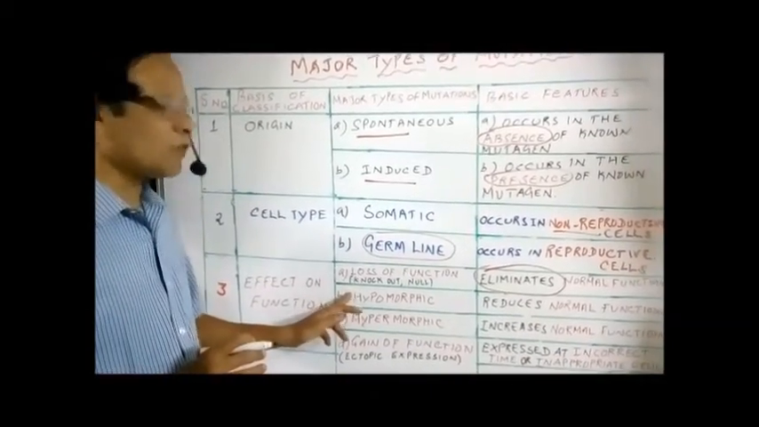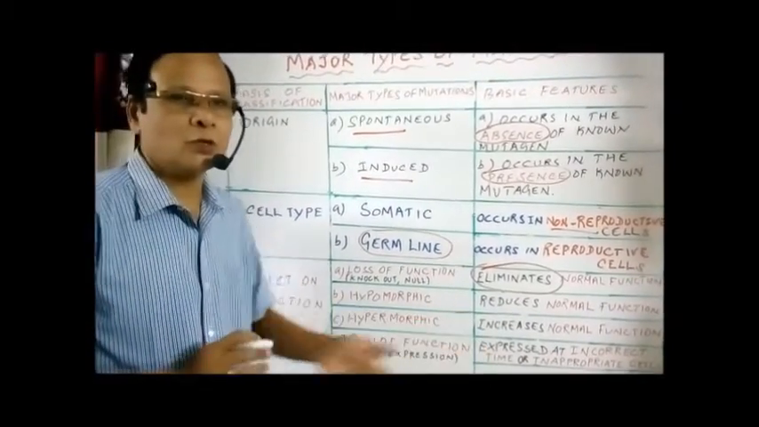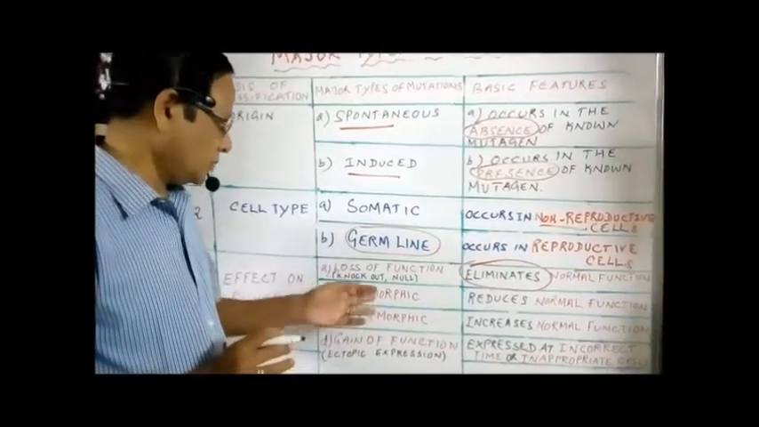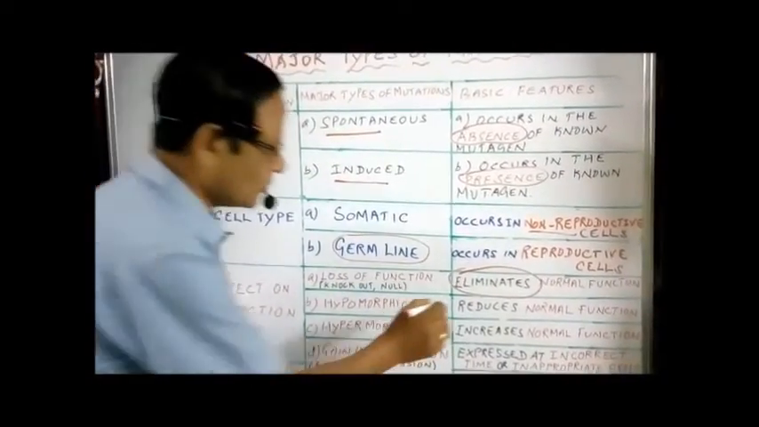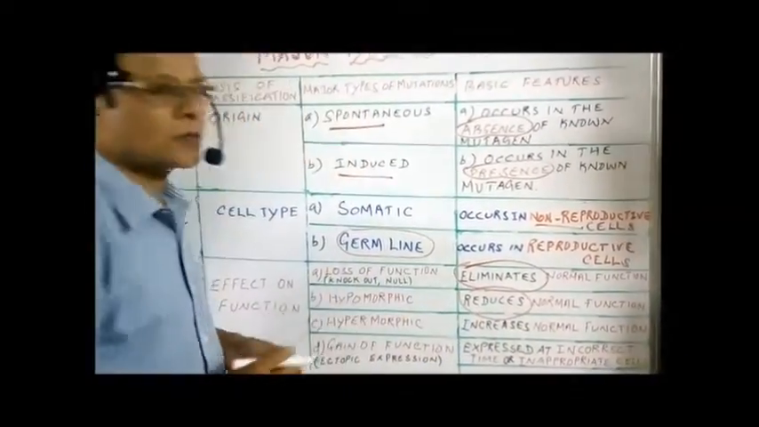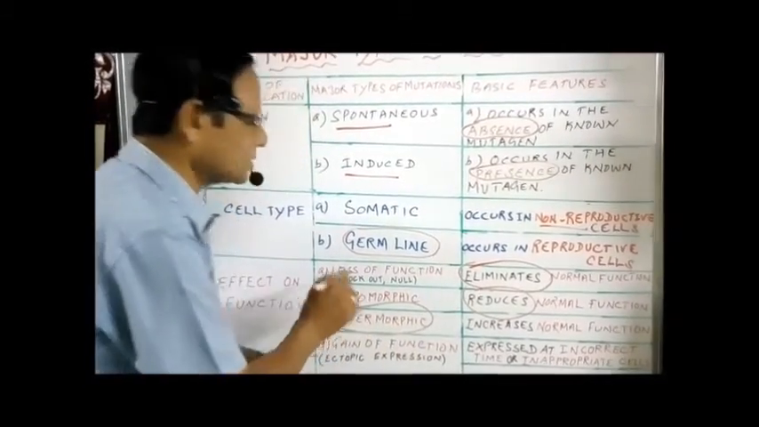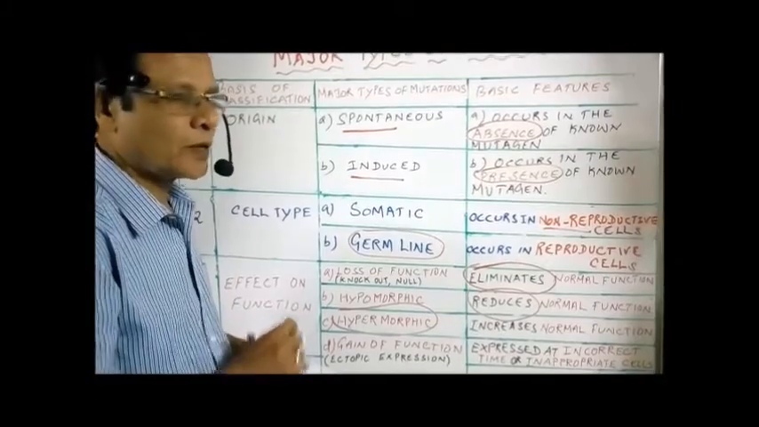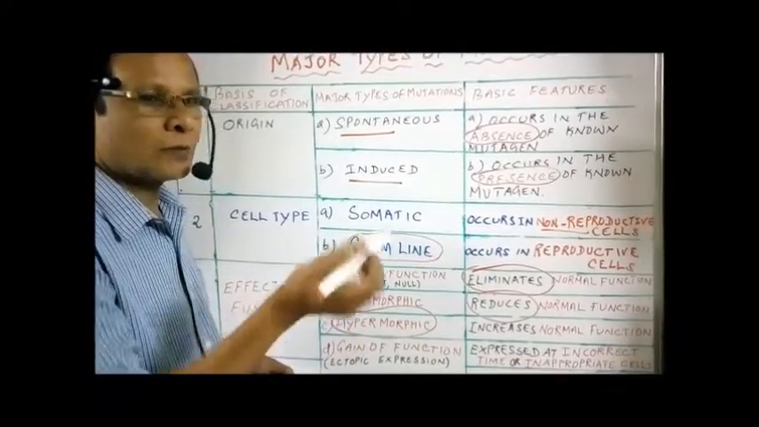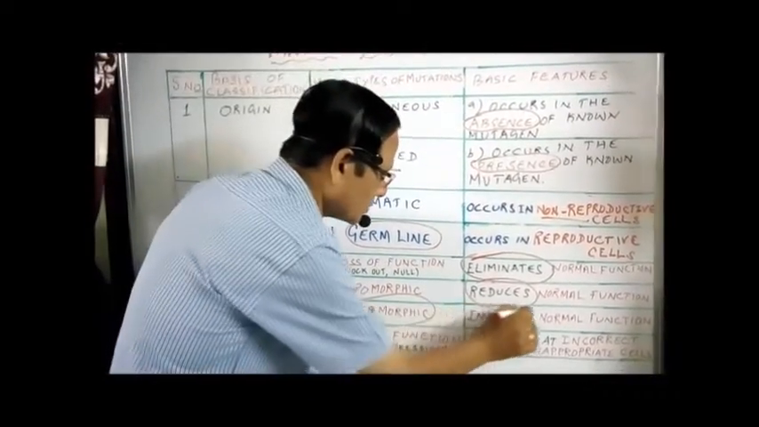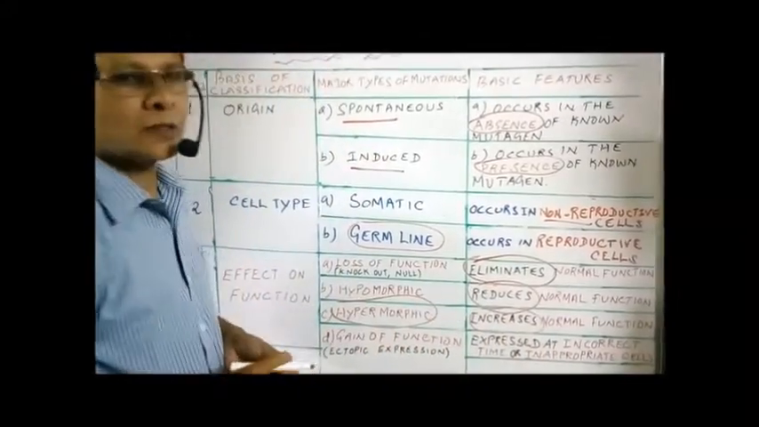Now the next one, hypomorphic. Hypo means below. This one reduces the normal function. The next one, hypermorphic. This is opposite to hypomorphic. Hypo means low, hyper means above. So it increases the normal function.